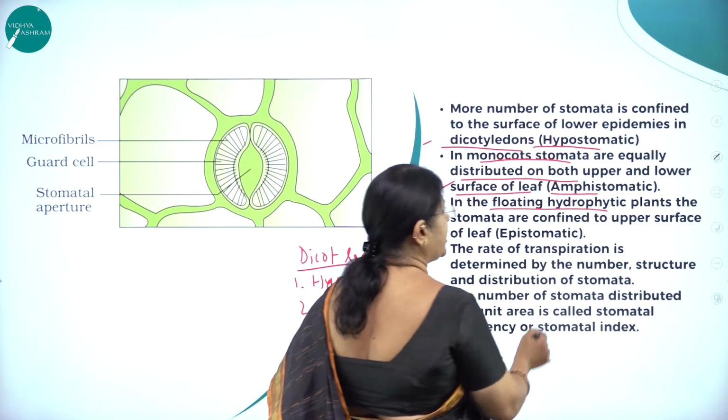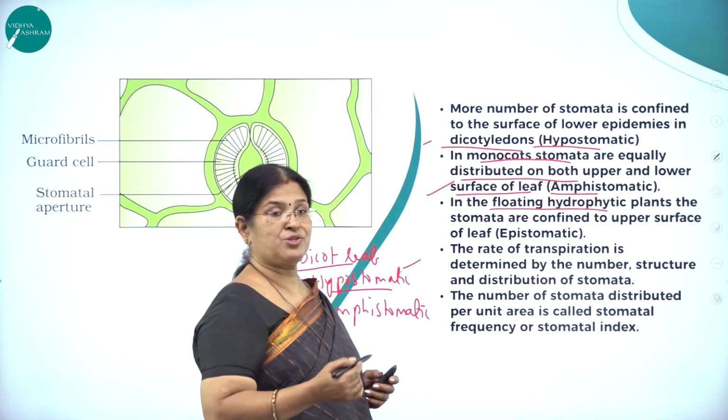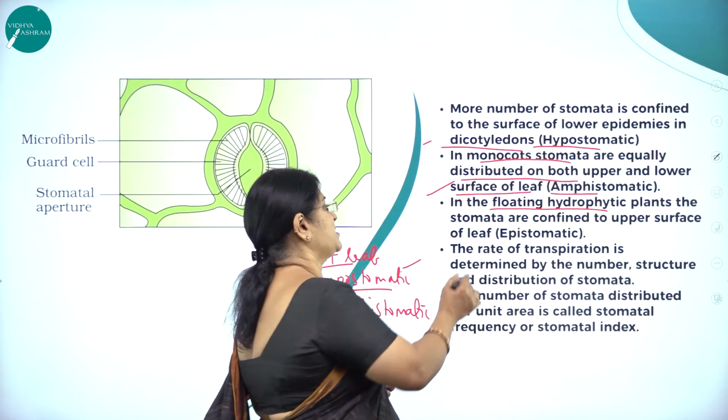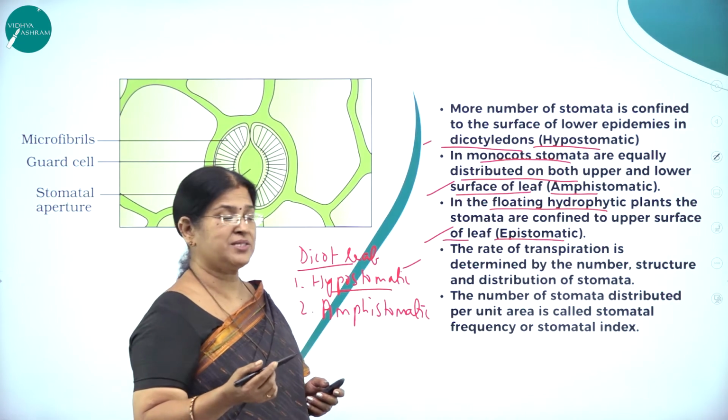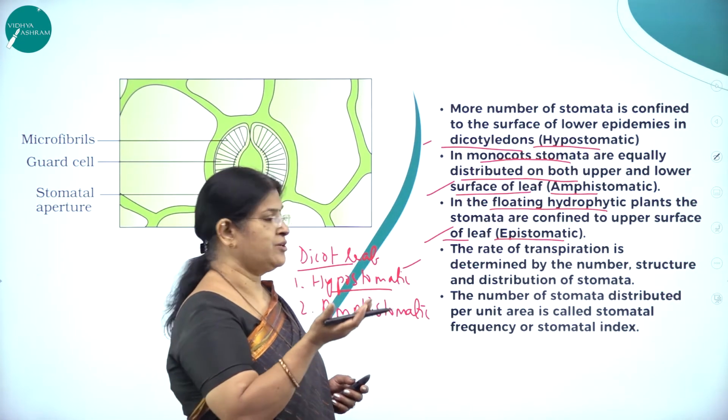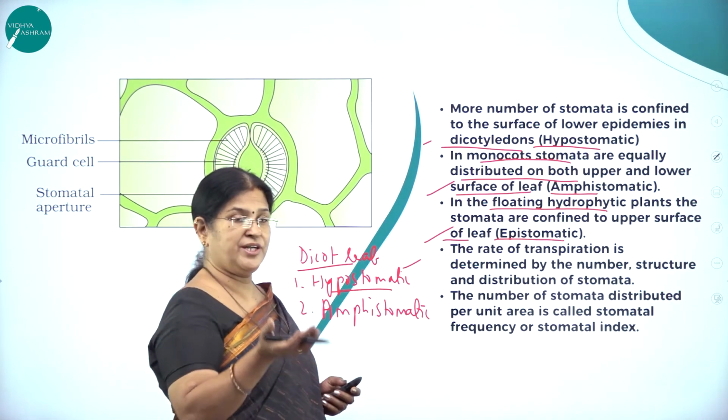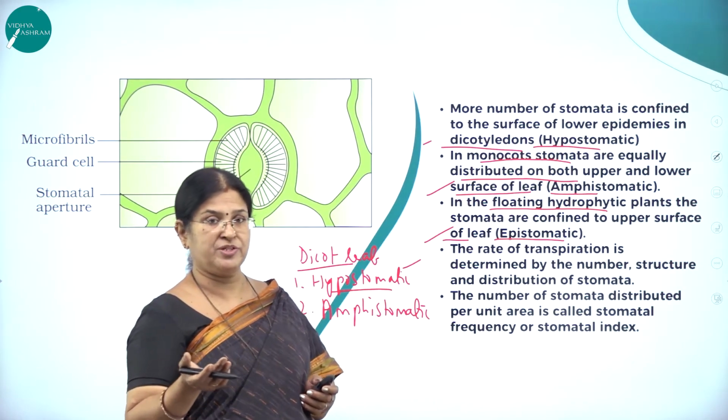In the floating hydrophytic plants, the stomata are confined to the upper surface of the leaf, which is called epistomatic. In aquatic plants, as we know, the stomata are confined to the upper surface of the leaf. As you know, it is floating on the surface of the water.